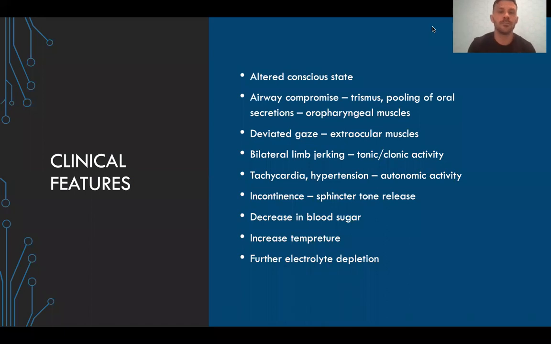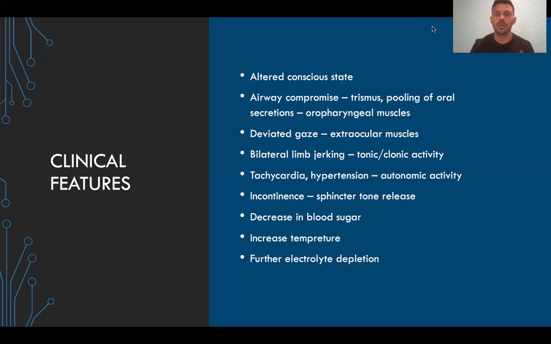So the clinical features. With the generalized tonic-clonic, they're going to be in an altered conscious state, generally GCS 3. Now we have to remember that they have such intense muscle contractions. So we're going to see things such as potential airway compromise. The jaw is going to be clenched shut, those mastication muscles, resulting in trismus. We're going to have pooling of the oral secretions, and that's all due to the oropharyngeal muscles. Potentially they'll have deviated gaze, and that's due to contraction of those extraocular muscles.